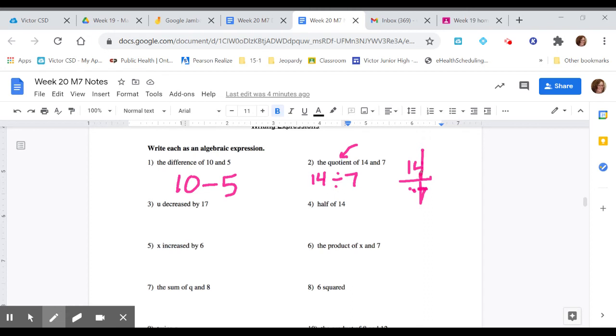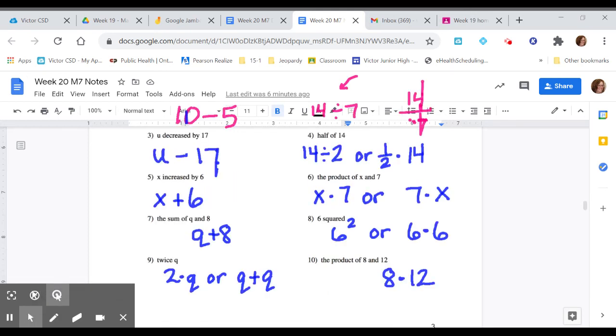Take a minute and give 3 through 8 a try, and then check back for the answers. Pause it if you need to check your answers.